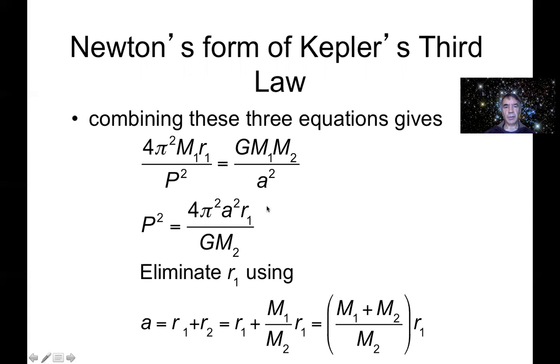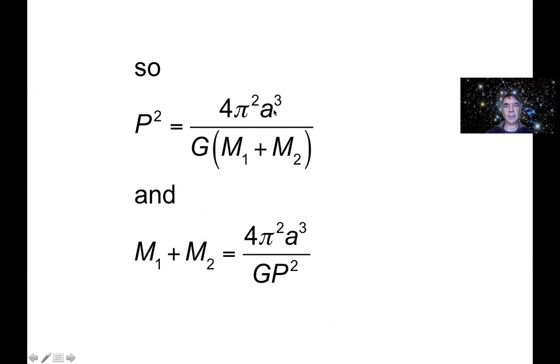What we're going to do now is make R1 the subject of this and substitute it back into here. So R1 is going to be A times M2 over the sum of the masses. Okay, so you can see what's going to happen here. We end up with A cubed on the top, and the sum of the masses on the bottom. This is now showing us that P squared is proportional to A cubed. Some of you may recognize that as Kepler's third law.